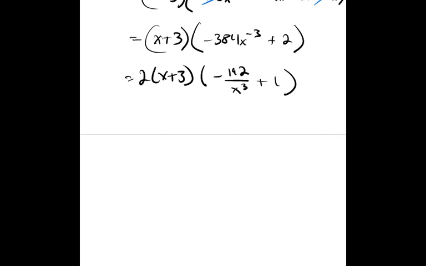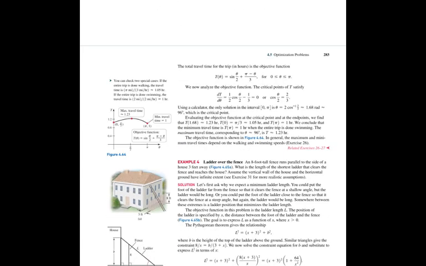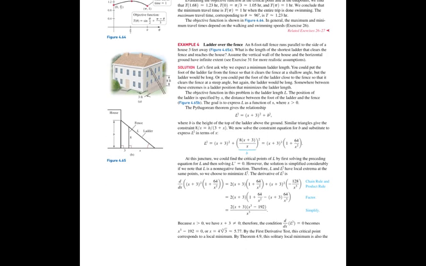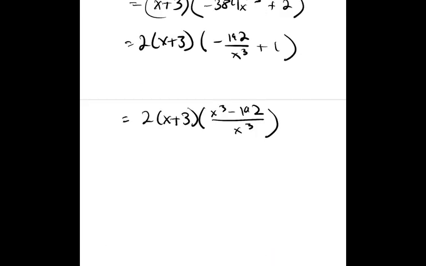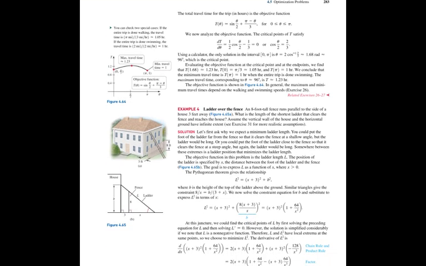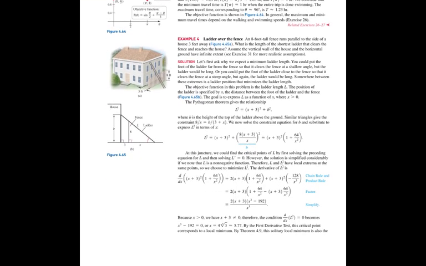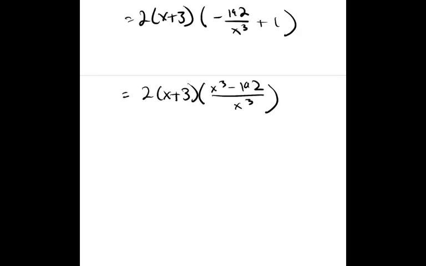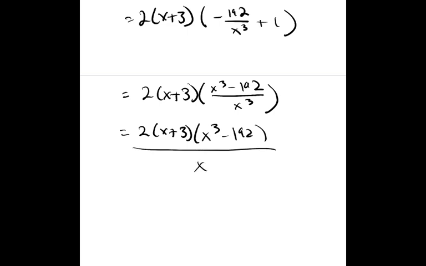Okay, so we finally got there. We got this. We got our x cubed minus 192 over x cubed. This is fine. That's what they have. Oh boy, oh boy. Let's see. So we got to work on our factoring. And then we would have to say 2x cubed, right? Oh no, we're multiplying, right? So this is going to be 2 times x plus 3 times x cubed minus 192, all over this. Okay, that's just multiplying fractions.